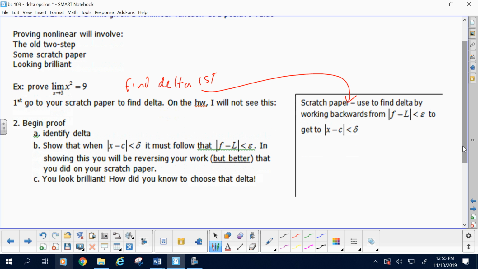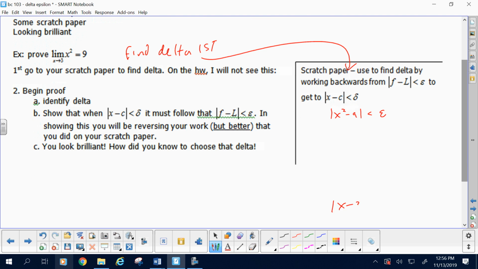To get the delta, you're going to start with |x squared minus 9| has to eventually end at less than delta. So where do I have to start at? Well, let's go there. How do I get from here to here? Because if I could get from there to there, well, then that's my delta. This is delta. That's what I'm looking for. When I get |x minus 3| by itself, what's on the other side? All right, that's where I'm headed. How do you get from x squared minus 9 to x minus 3? What could you do?